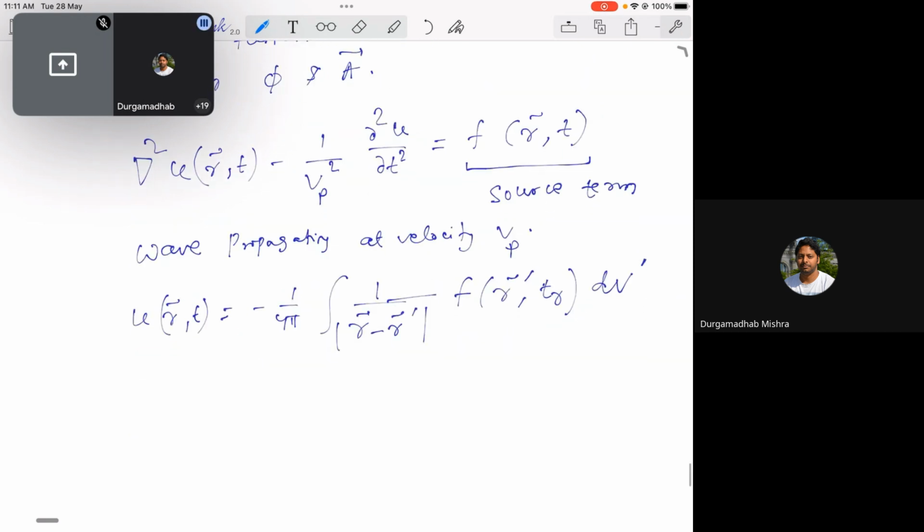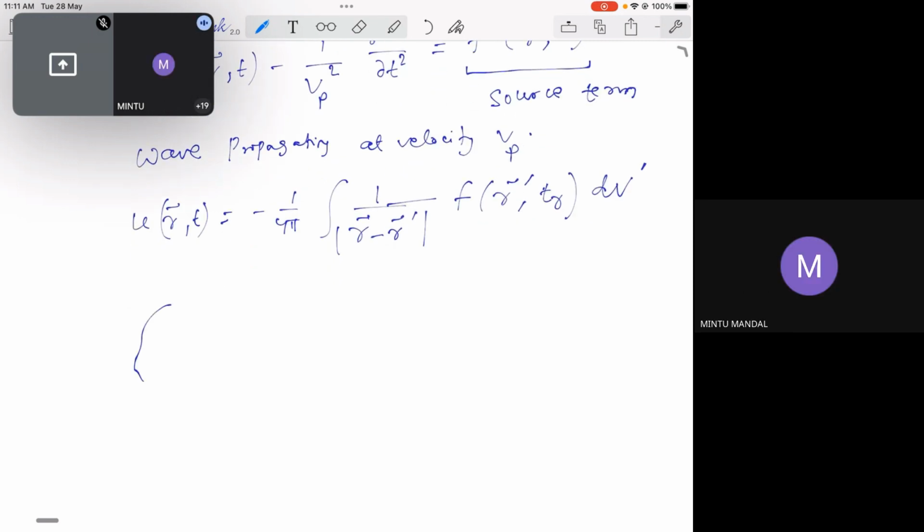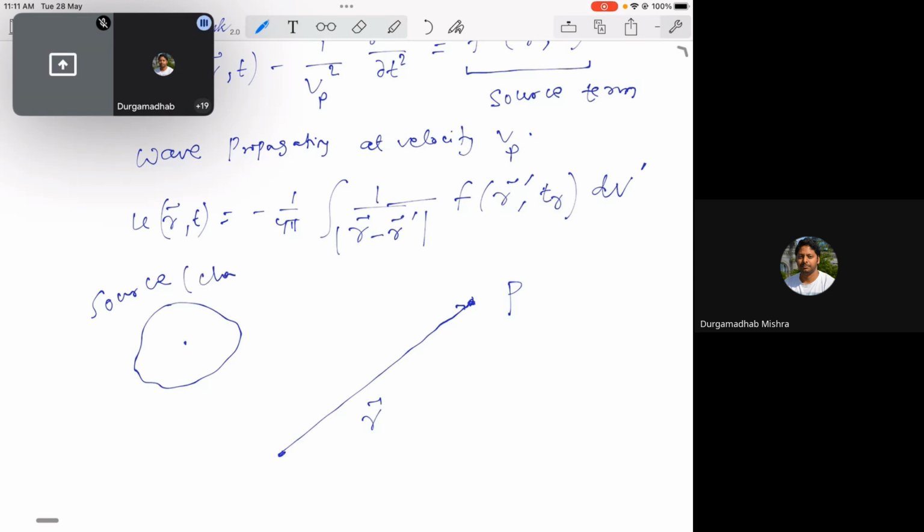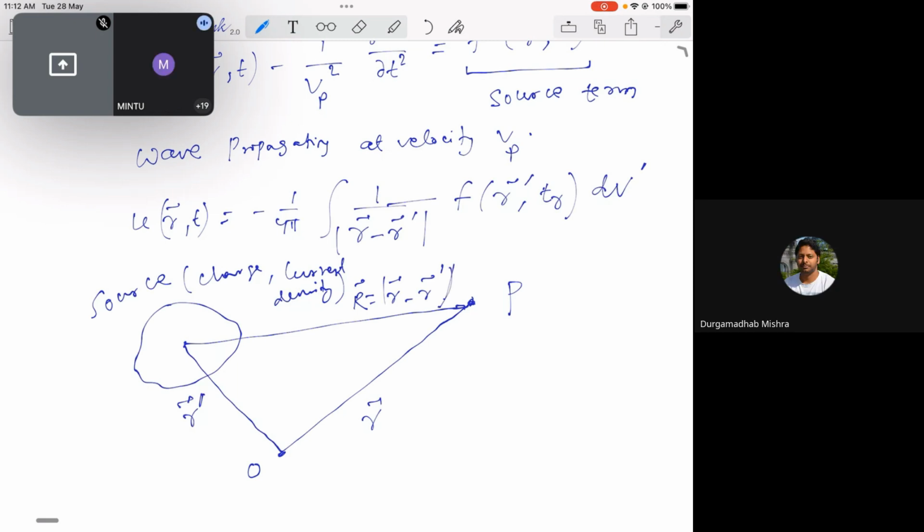So what are this r prime and r here? We want to find out the electric and magnetic field, or let's say the scalar and vector potential, at point P, which is defined by a position vector r. But what is the field due to the source? We have a source which contains charge or current density, which can have a time dependence. It is situated at a position vector r prime with respect to your origin, and the vector from the source to P is r minus r prime, and the distance is the modulus of that.